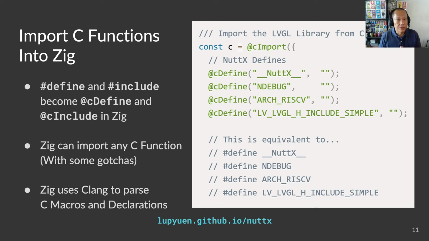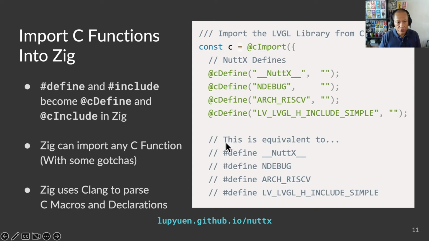Let us go deeper into Zig and understand how exactly it makes our program simpler and safer. First, we talk about C macros and declarations. To import them from C to Zig, we write a C import like this. For C macros, we change #define to @cDefine. So #define NuttX becomes @cDefine NuttX. How did we get these defines? We'll come back to this.